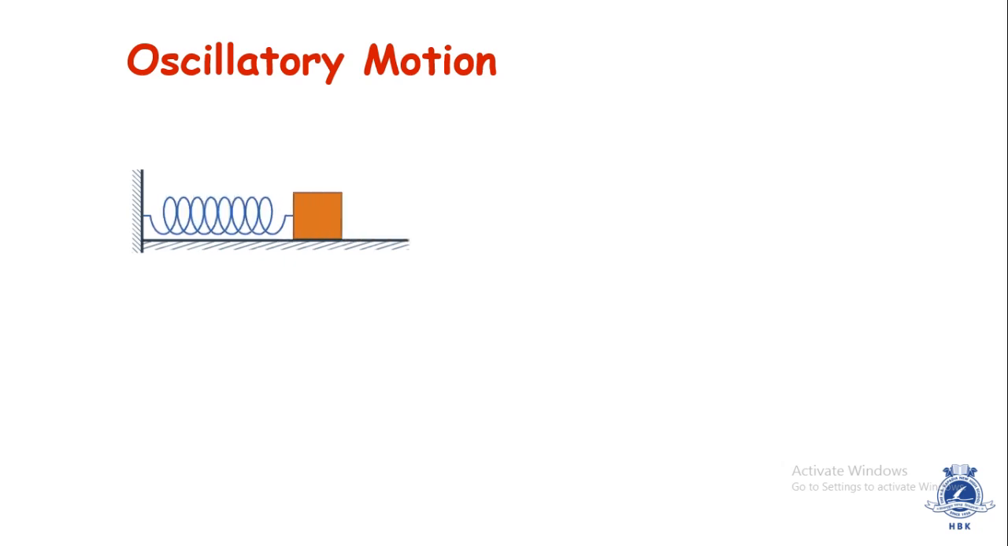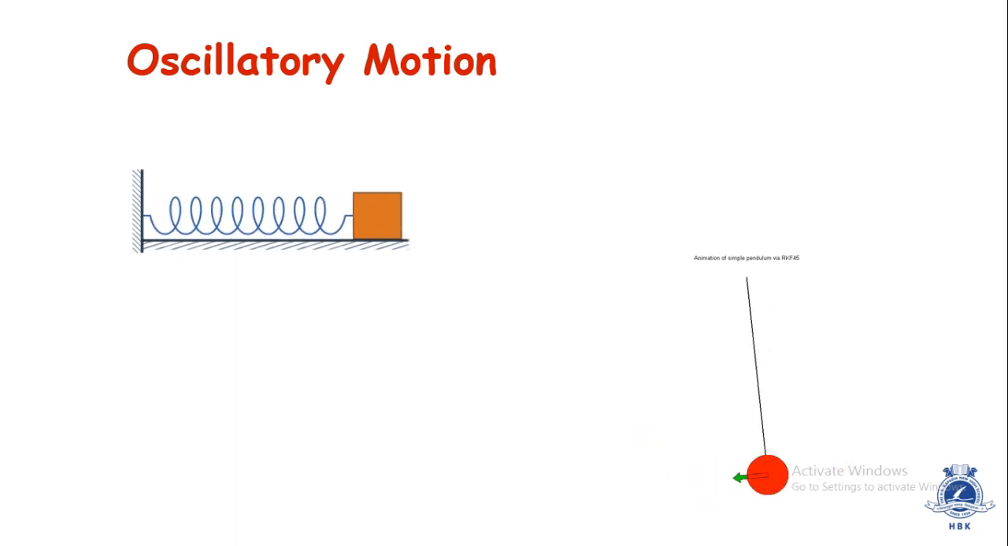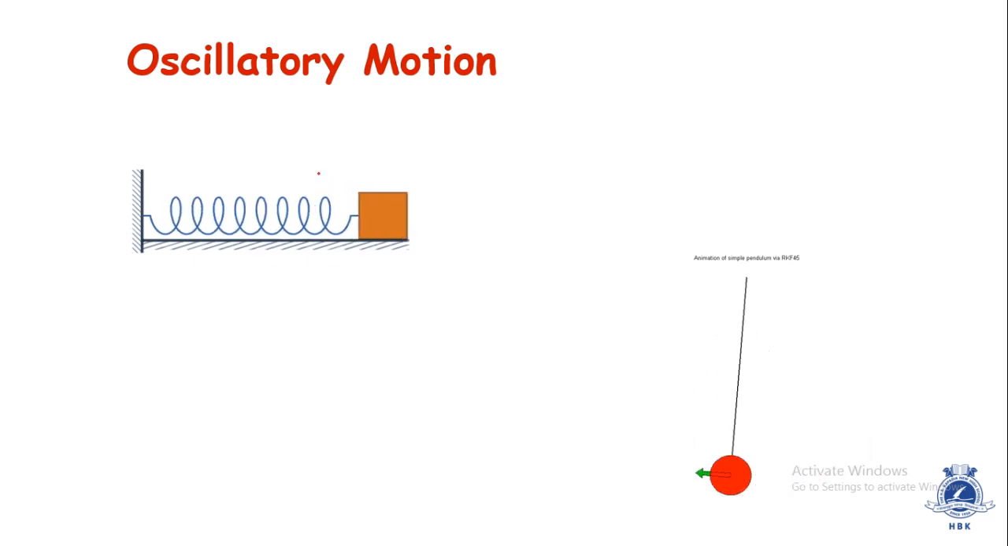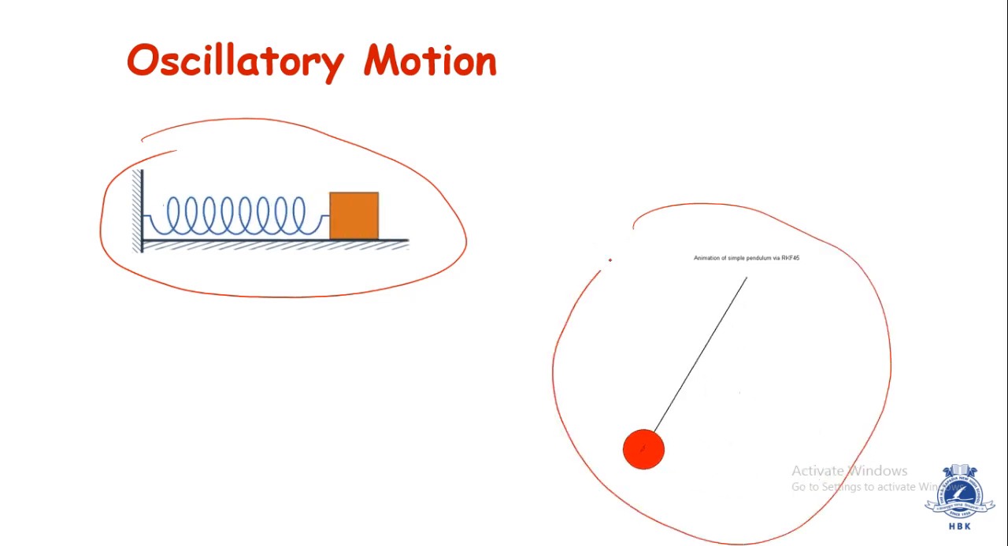We have another example of this also. We have an example of a simple pendulum. See, in animation you are able to see there is a simple pendulum and it is oscillating about its mean position. So this type of motion, okay, these both the type of motions are said to be oscillatory motion.